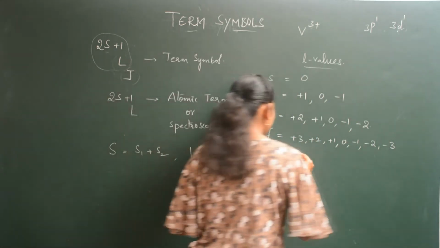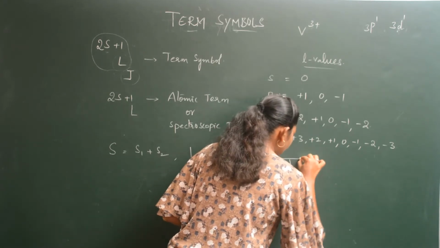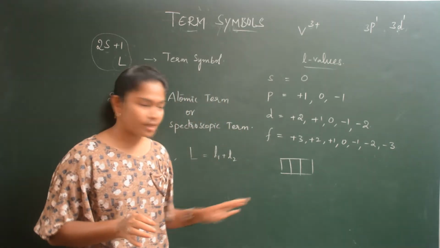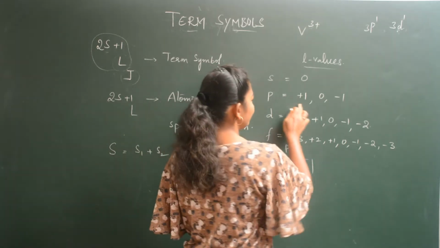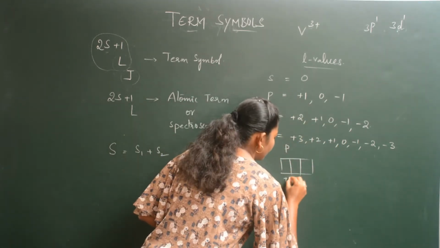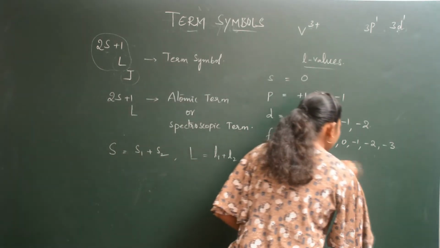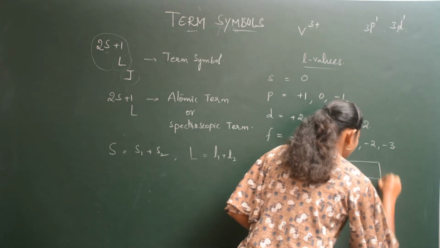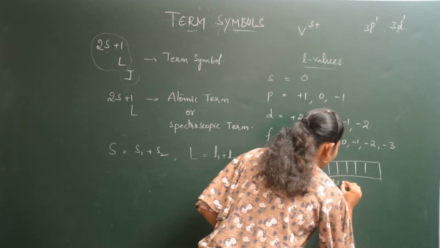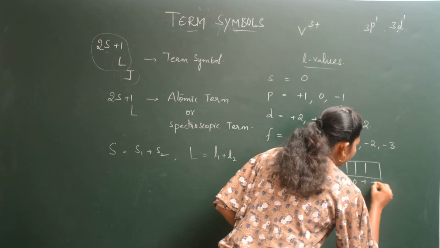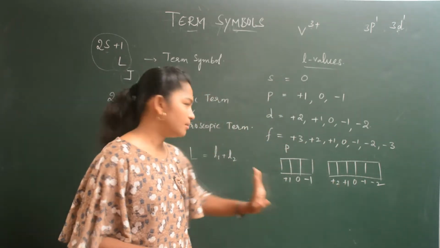You know how we write? I'll show you. Suppose this is the P orbital. For P we have 3 orbitals, right? Here we will write these values: plus 1, 0, minus 1 this way. For D orbitals, 1, 2, 3, 4, 5, so plus 2, plus 1, 0, minus 1, minus 2. This way we will write it. According to this we will calculate the azimuthal quantum number here.